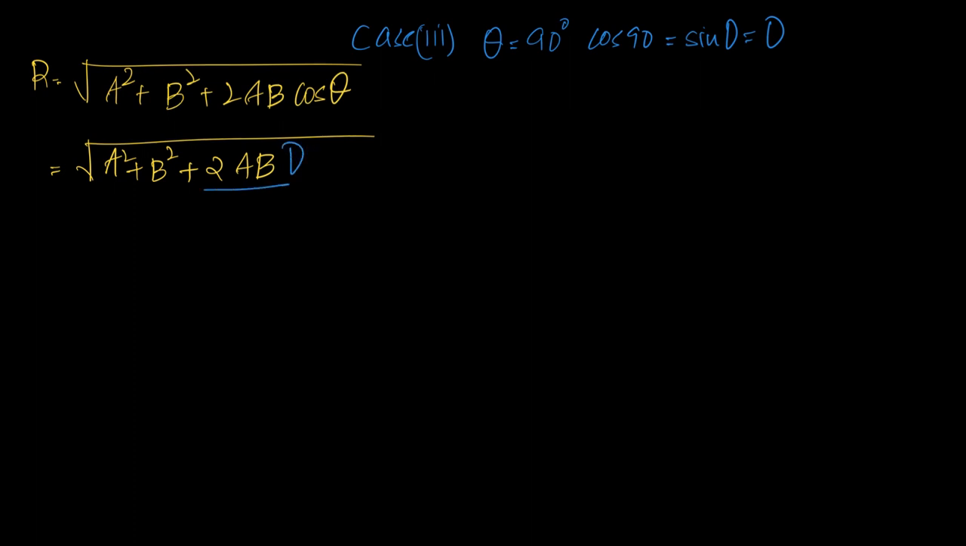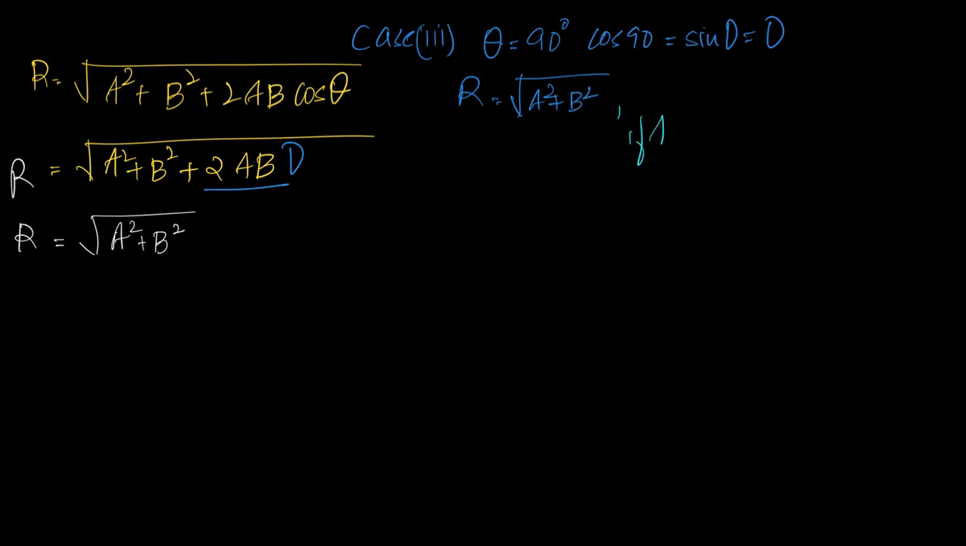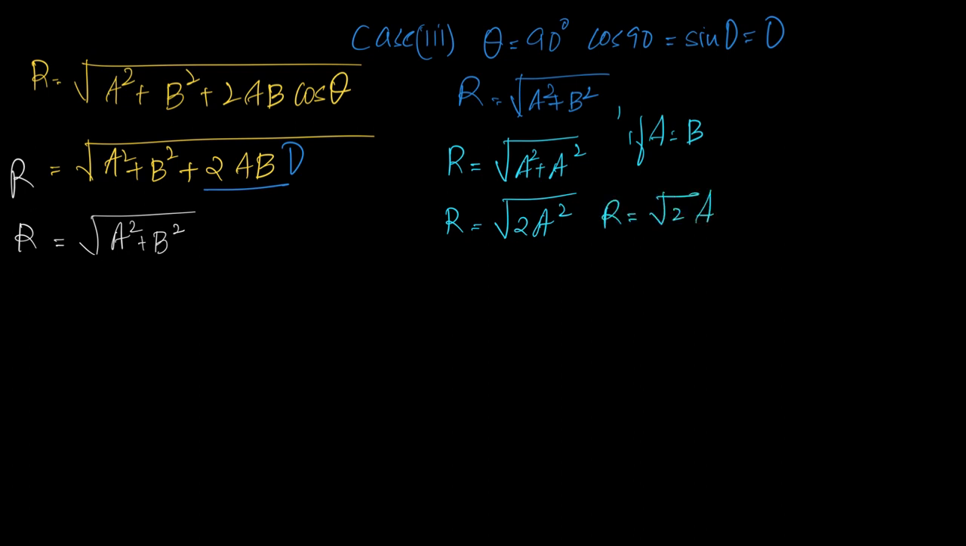Cos 90 is 0, so this term gets eliminated. So what do we get? R is equal to root of a square plus b square. So when theta is equal to 90 degrees, R is equal to root of a square plus b square. And if a is equal to b, what is R equal to? R is equal to root of a square plus a square, and therefore R is equal to root of 2a square, which means R is equal to root 2 times a.